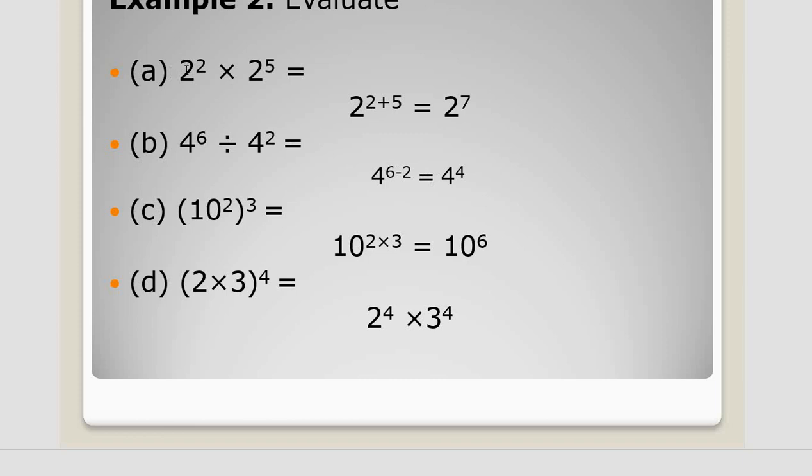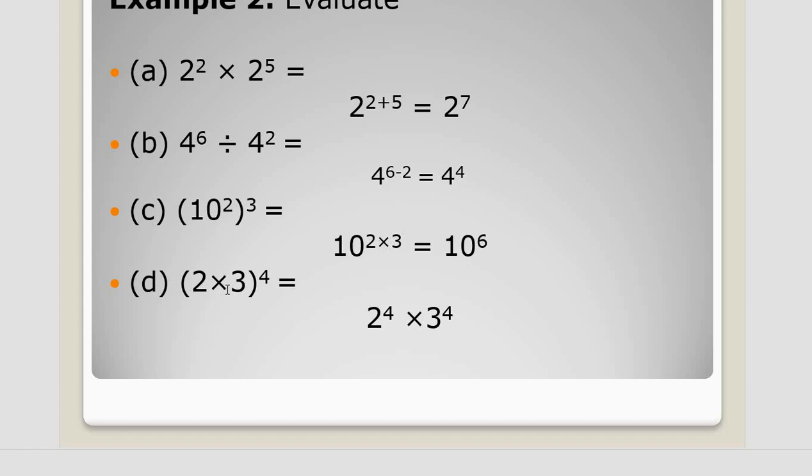Let's look at the first example again. 2 power 2 into 2 power 5. First power is 2, second power is 5. 2 plus 5 is 7. Now 10 square whole cube. Now you have a power of a power, so you multiply. Use the third rule. 2 into 3, 6. 10 power 6. Don't put it in your calculator. Just 2 into 3, 6.